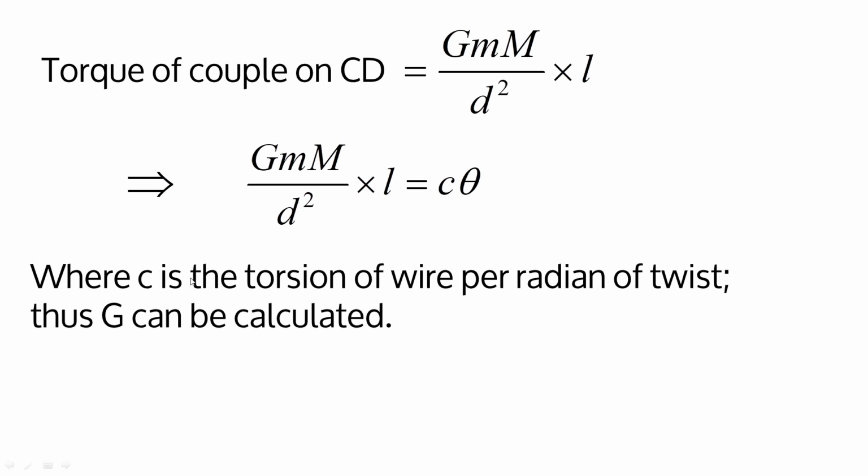Once you have this, where C is the torsion of the wire per radian of twist, G can be calculated. Just make G the subject here. We know the mass of the gold sphere, the mass of the lead sphere, we know D, and we know L, and theta is also known since we have measured it. So you can easily get the value of the gravitational constant. Remember, we said it's equal to 6.67 times 10 to the power negative 11 newton meters squared per kilogram squared.